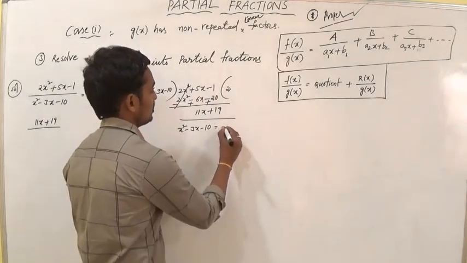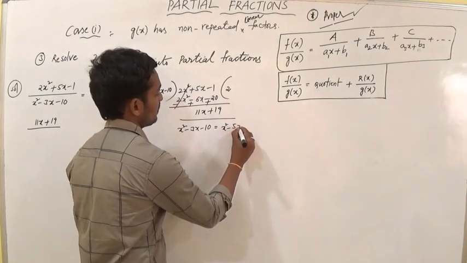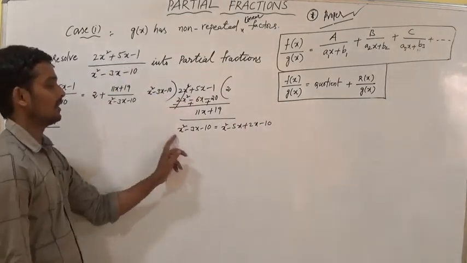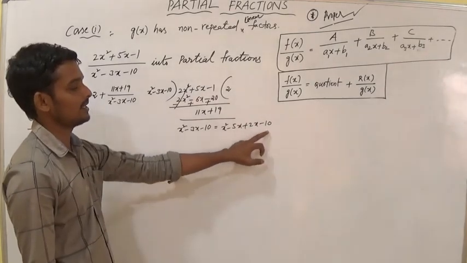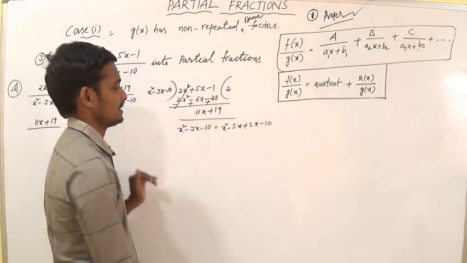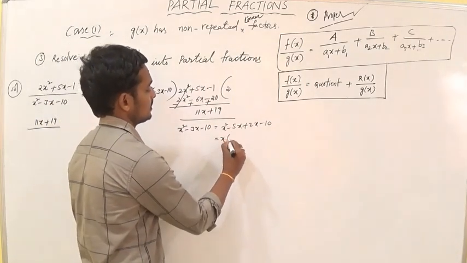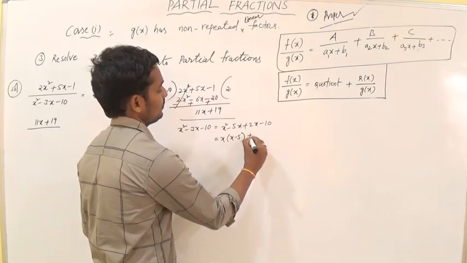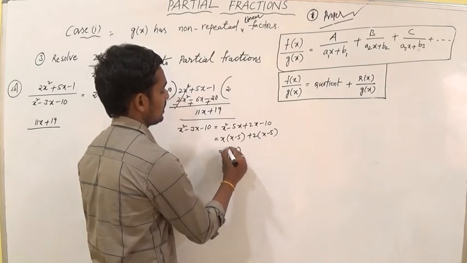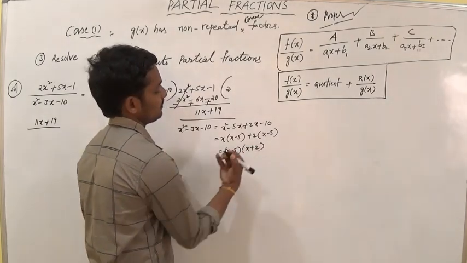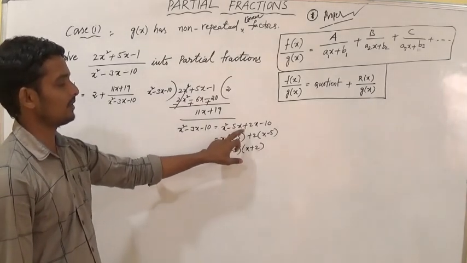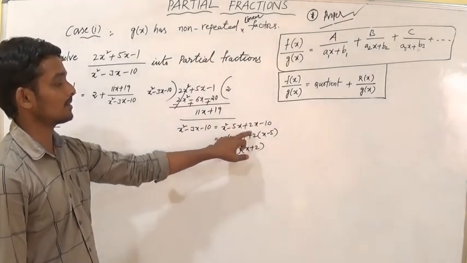So x square minus 5x plus 2x minus 10. Is this right? Five 2s are 10, minus 5 into plus 2 is minus 10, and minus 5 plus 2 is minus 3x. If you take x common here, x minus 5. If you take plus 2 common here, x minus 5. That means x minus 5 into x plus 2. Minus 5 into 2 is minus 10, minus 5 plus 2 is minus 3.